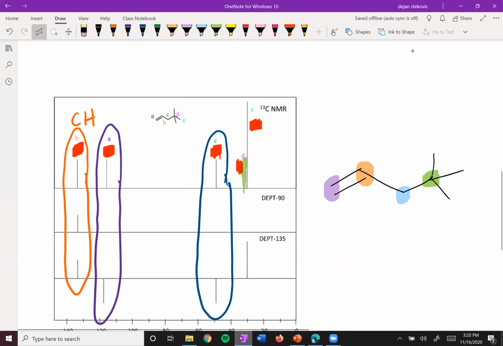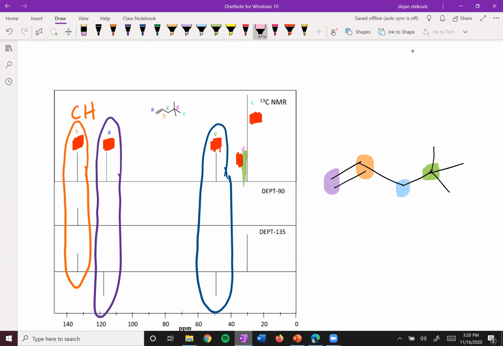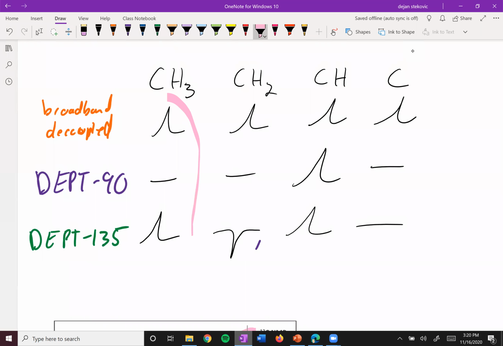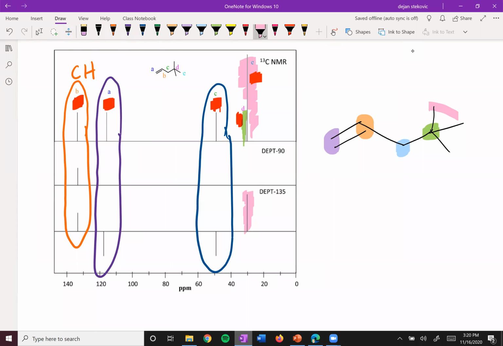And then finally, we have this final peak, which is in the broadband decoupled, which everything is, and is not in DEPT 90 and is pointing up at DEPT 135. And so if we think about that, that must be a CH3 peak. And so that'll correspond to all three of these carbons. So that's one way to convey this information. Sometimes you'll get all three spectra and be asked, what's a CH2, what's a CH3, that kind of thing.